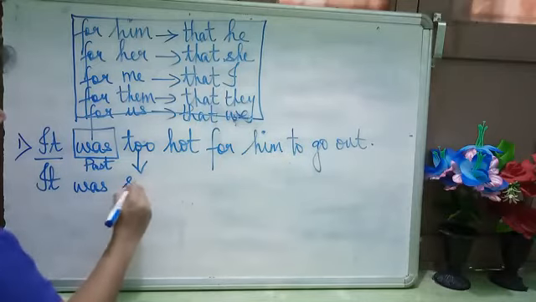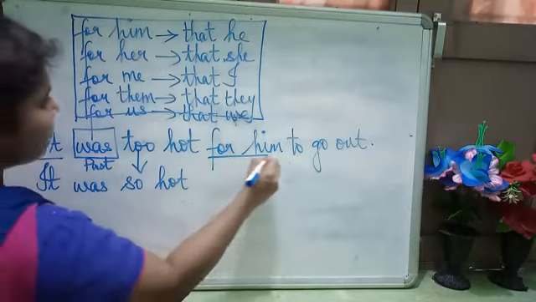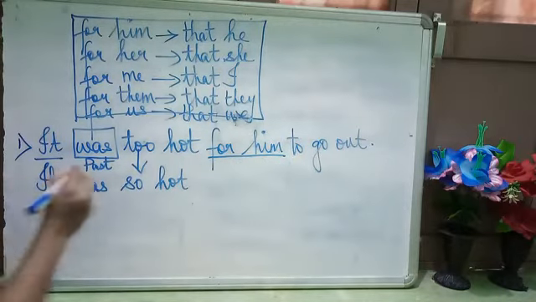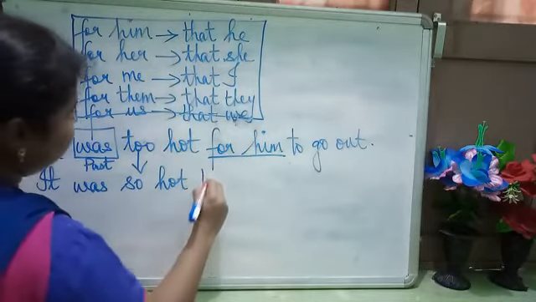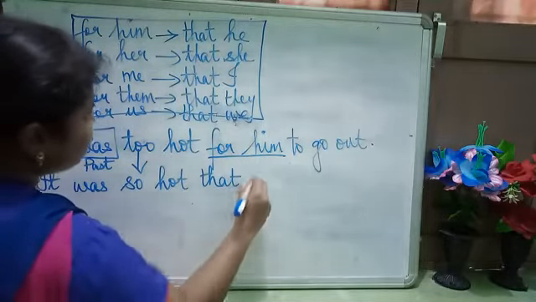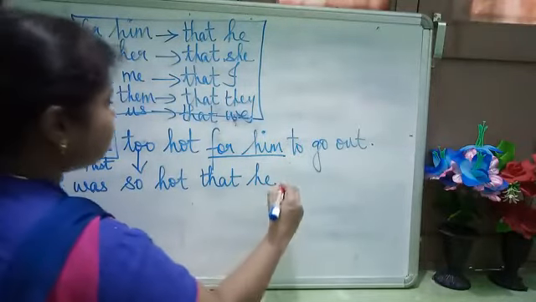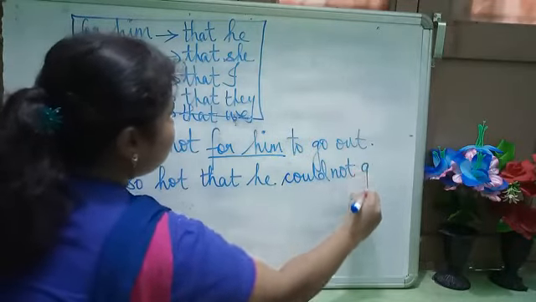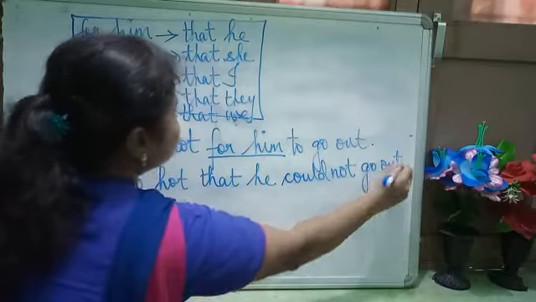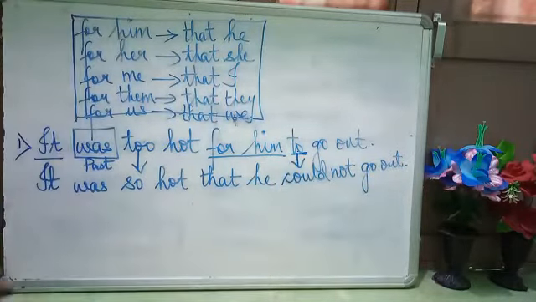So now, it was too hot. Instead of "too", what will you use? "So". Then "hot" you will take down. Then instead of "for him", you will write "that he". Then what do you use? "Could not", because it is in past tense. So: could not go out. Instead of "to", you are using "could not go out".